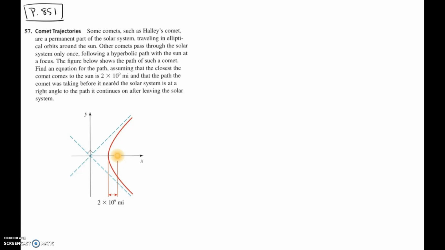The origin is already defined for us, so the center of this hyperbola is at 0, 0. Now we don't know the A value, nor the C value. The sun is at one focus, and the vertex is right there. But I do know that C minus A is equal to 2 times 10 to the 9th power.